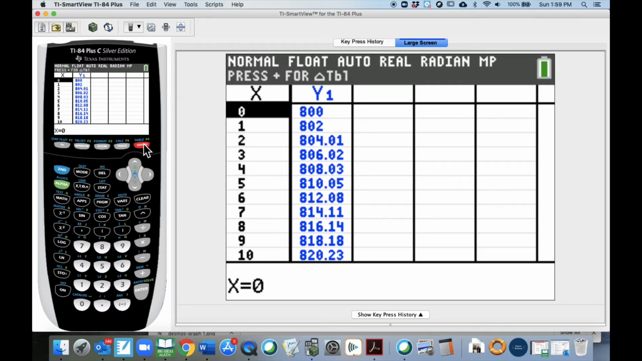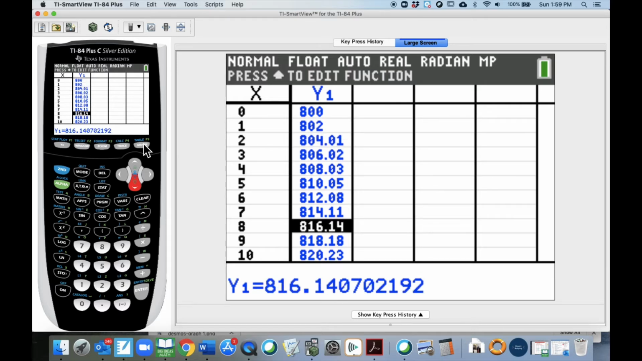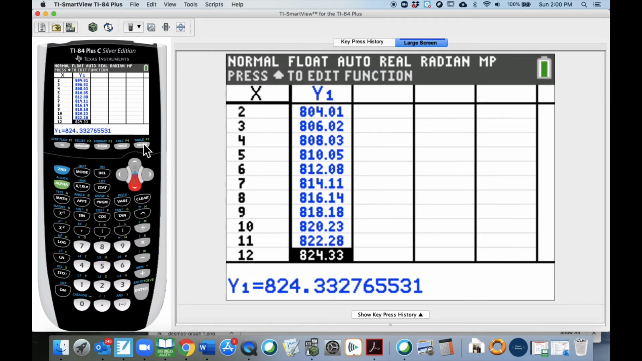So 0 is where we start with $800. First month we have $802. The third month we have $806.02. Now 1 year, that means I'm going to go to 12 months. So I'm here at $824.33. And then 3 years, that would be 36 months.